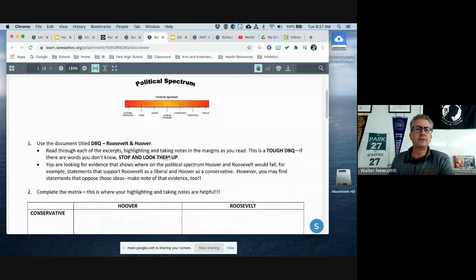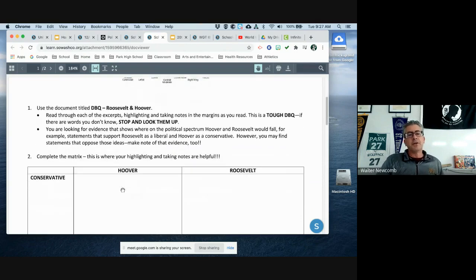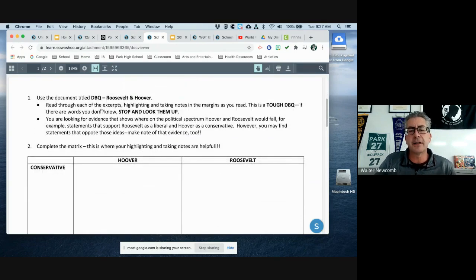Okay, this one's going to take you a little while. Before I cut you loose on it, I'm going to go over what each of the sources are. So it's probably in your best interest to have it opened up. And so then you could probably jot by it what each of those documents are. Okay, but what you're going to do is read through each of the excerpts, highlight and take notes in the margins as you read it. So you're going to mark it up. It's a tough DBQ. If there are words you don't know, stop, look them up actually. Get on the internet, look up a word, find out what its meaning is, be able to put it in context. All right, that's a skill that we all need to be able to do. If you can't put a word in a context, take time, look it up.